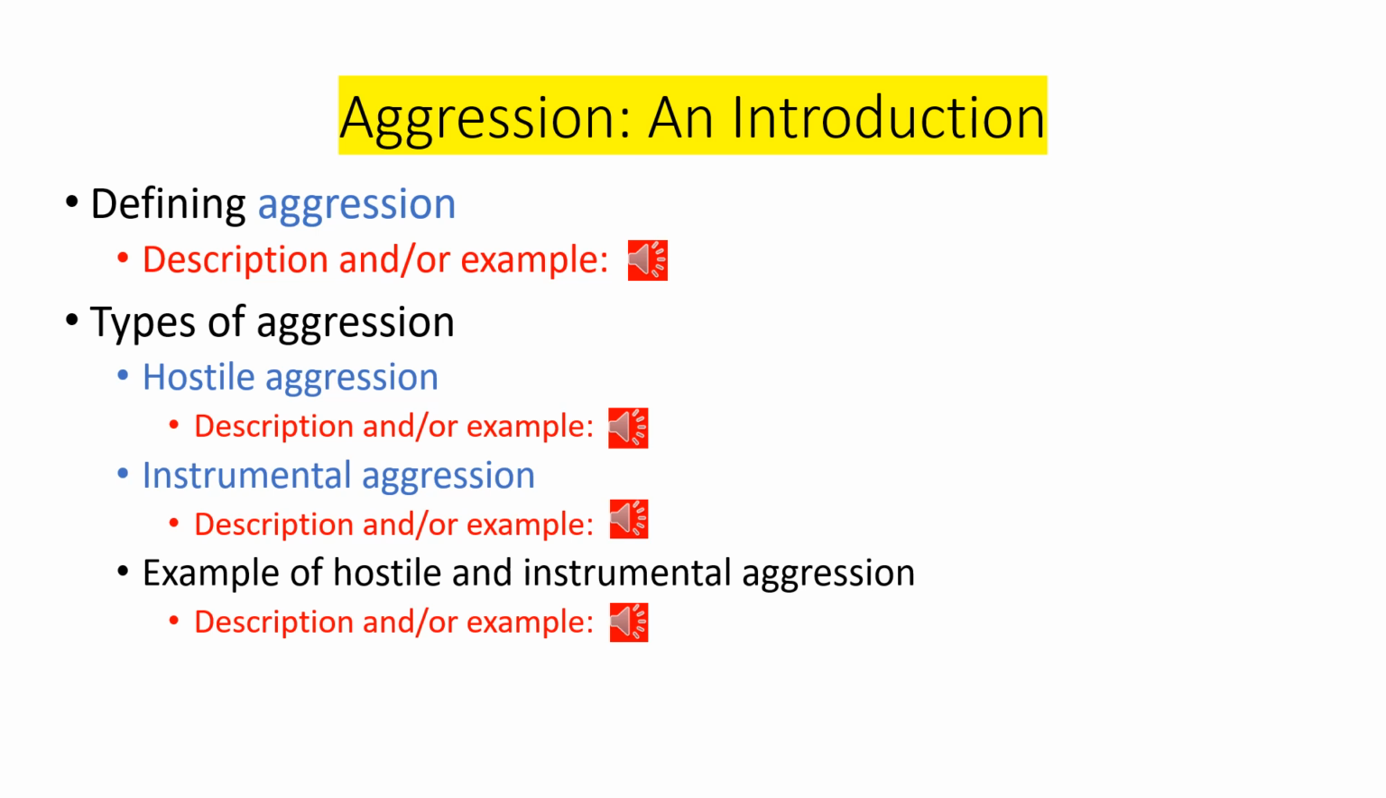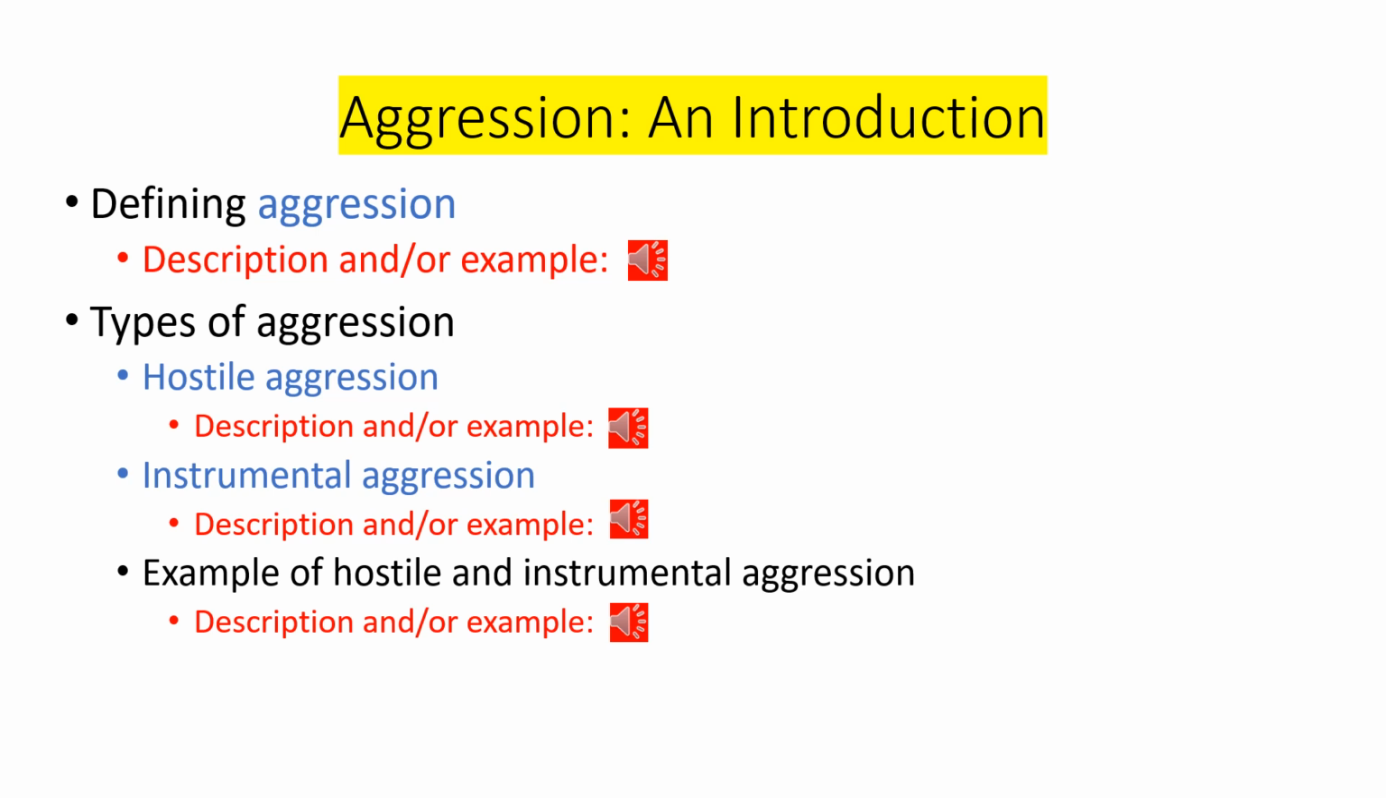The second type of aggression, instrumental aggression, involves acts designed to harm, for which the goal is something other than the psychological and/or physical pain and suffering of the target. Essentially, with instrumental aggression, the act is used as a means to an end.